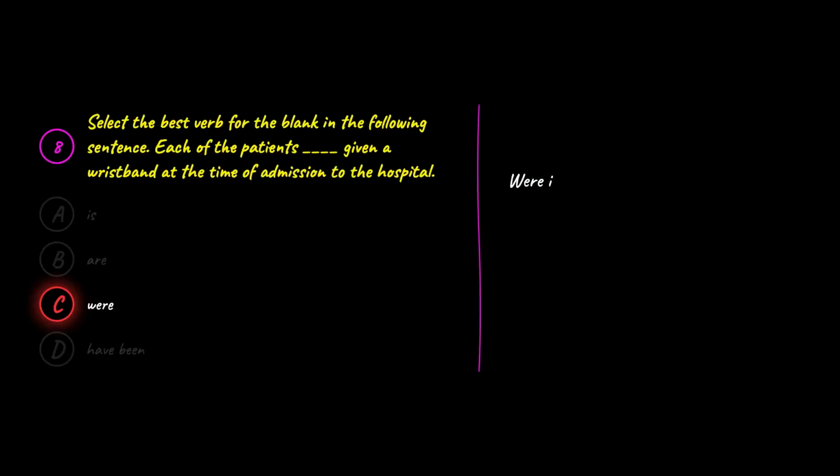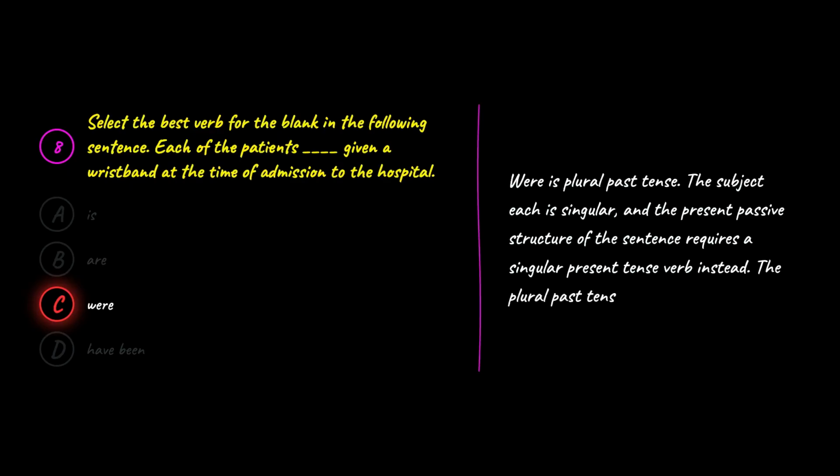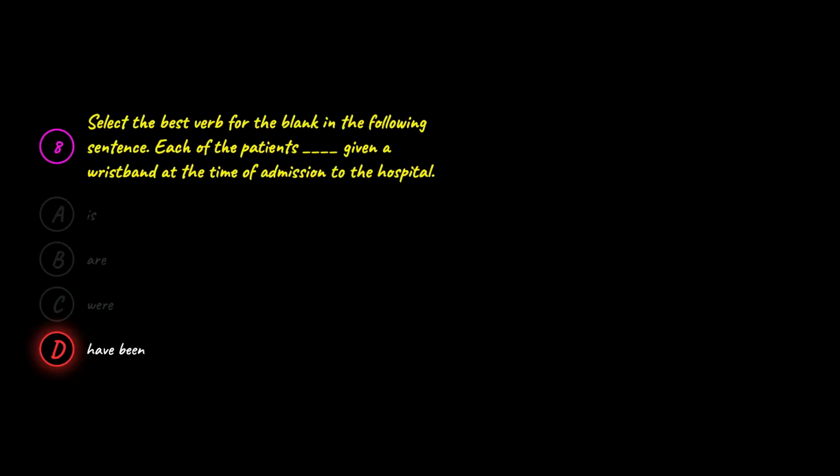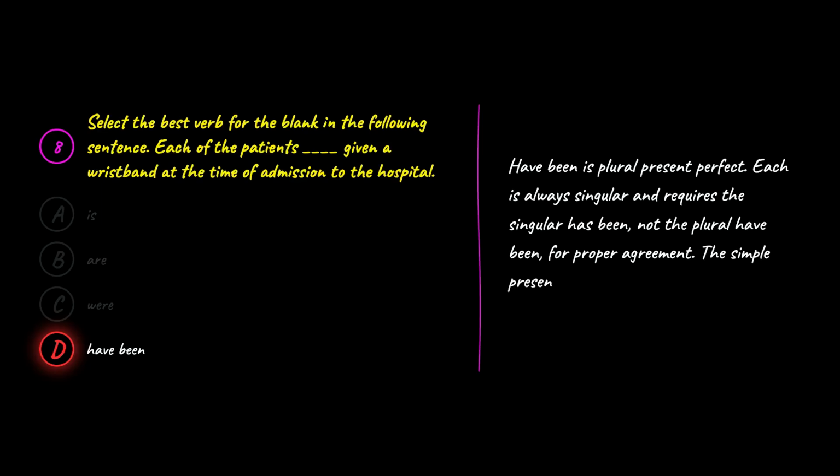C is wrong because "were" is plural past tense. The subject "each" is singular, and the present passive structure of the sentence requires a singular present tense verb instead. The plural past tense fails on two grounds simultaneously here. D is wrong because "have been" is plural present perfect. "Each" is always singular and requires the singular "has been," not the plural "have been," for proper agreement. The simple present is also more idiomatic here than perfect tense.